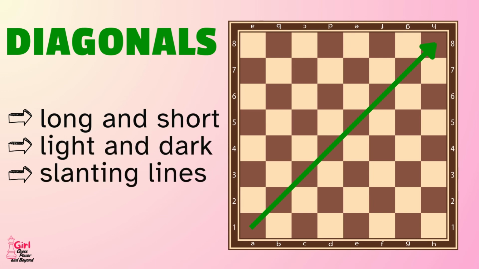Lastly, we have the diagonals. The diagonals here is seen as the green arrow. It is a slanting line on the chessboard. And we have two kinds of diagonals. We have the light square diagonal and a dark square diagonal. We also have different types. We have a long diagonal and a short diagonal. Well, here on the board, as the green arrow, we have a long dark square diagonal.